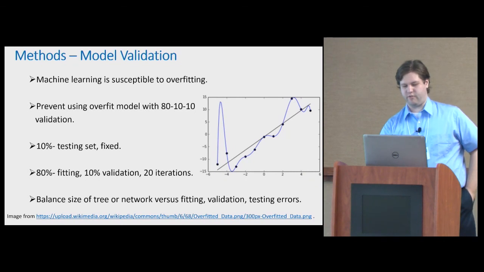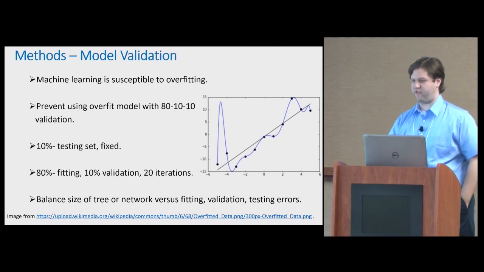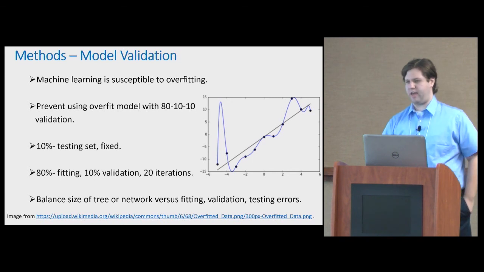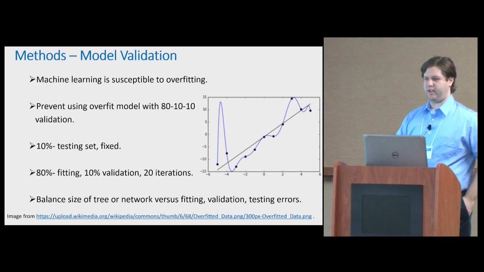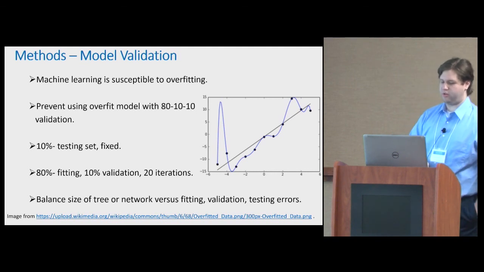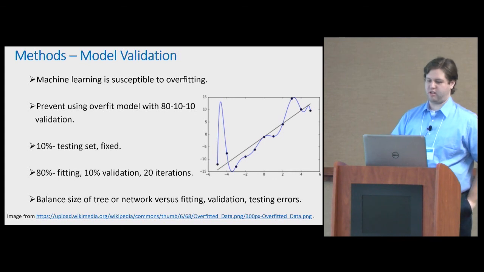So for model validation, machine learning is very susceptible to the problem of overfitting. So say you have n data points, each with a different x value, then you can perfectly fit an n-1 degree polynomial to that, but that does not mean that that polynomial is the one which will best generalize it.